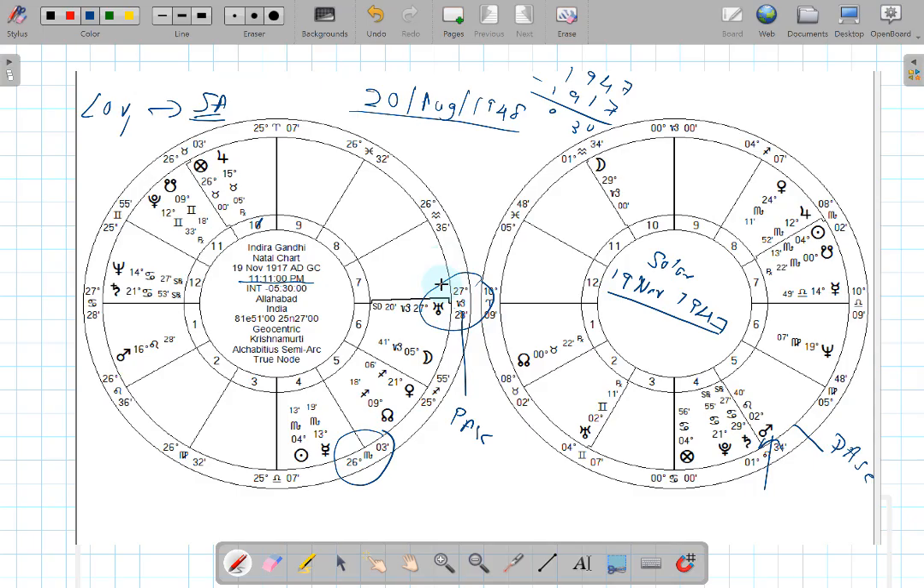So what would be the perfected fifth lord? If this is the perfected ascendant, then this is the perfected second lord, perfected third lord, perfected fourth house, perfected fifth house. So the perfected fifth house is basically 26 degrees of Taurus, and hence the perfected fifth lord is Venus. So Venus is the fifth lord of the perfected chart.